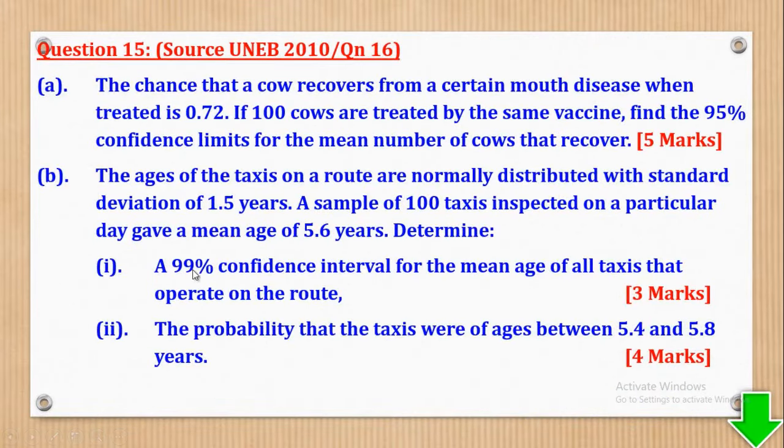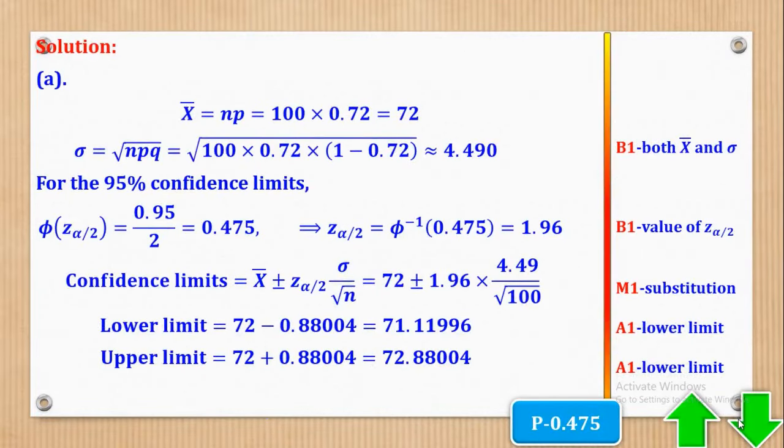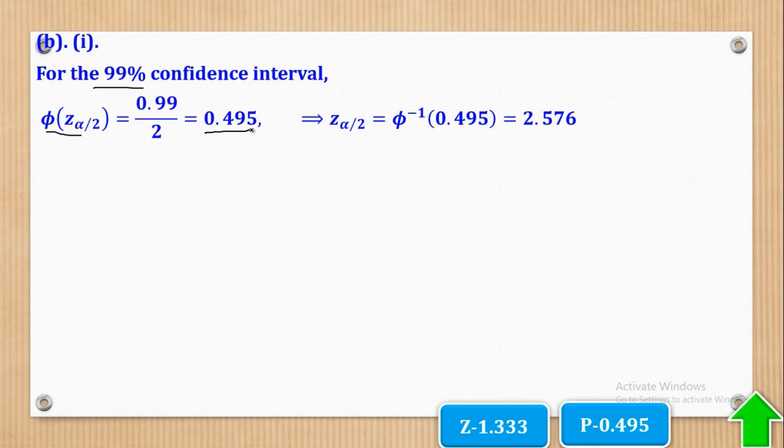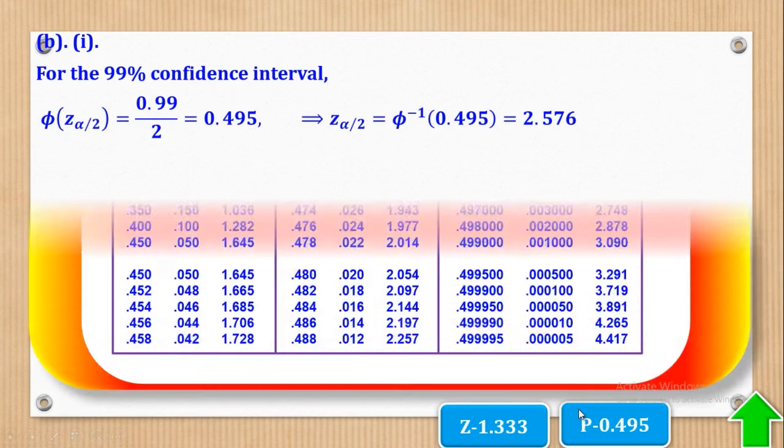Part B, they want the 99% confidence interval. So what we know is that we have the value of N, which is 100, and we have the mean, which is 5.6, and standard deviation, which is 1.5. So for Roman 1, we shall say that for 99% confidence interval, the phi will be equal to half of this, which is 0.495.